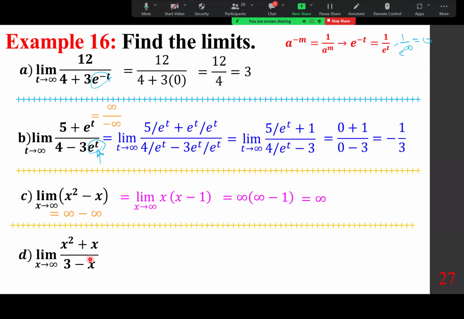The limit of x squared plus x over 3 minus x as x approaches infinity. And again, if you plug in, you get infinity over negative infinity. And because this is a rational function, everybody, the technique is to divide by the highest degree term in the denominator, namely x. So we divide everything by x. And we simplify.